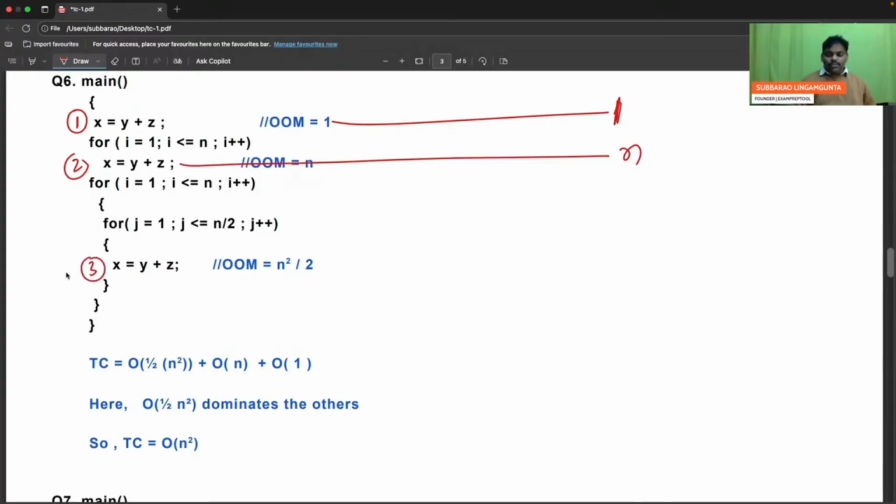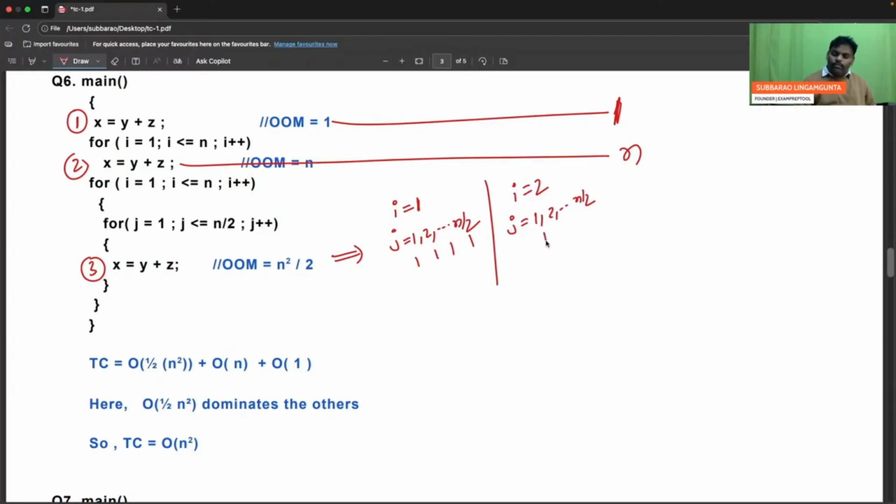Can you see the change? If you see the third statement properly, i is equal to 1. If you see the j loop, j is equal to 1, and so on, up to j is equal to n by 2. So for each i value, the statement will execute n by 2 times, since the j loop runs n by 2 times. 1, 2, and so on, up to n by 2.